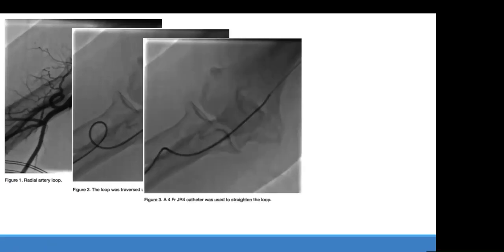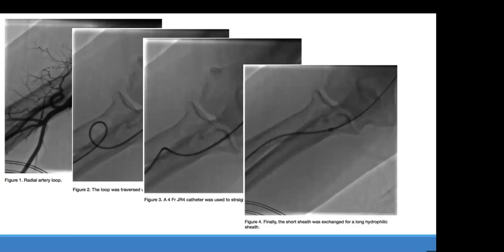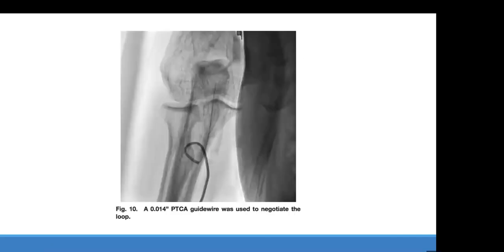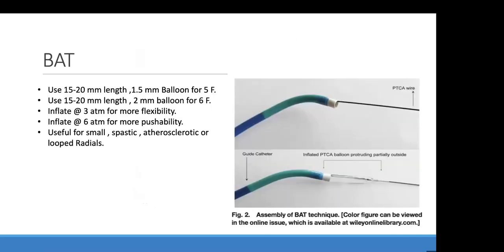This is an example of a loop where you can see it's almost a 180-degree loop and turn in the radial artery. You just pass the wire. Sometimes even external twitching of that loop with your hand when the wire is there can untwist and unfold the wire, and then you can easily pass your equipment because now it's unfolded. Using something called the PAT. PAT is balloon assisted tracking.